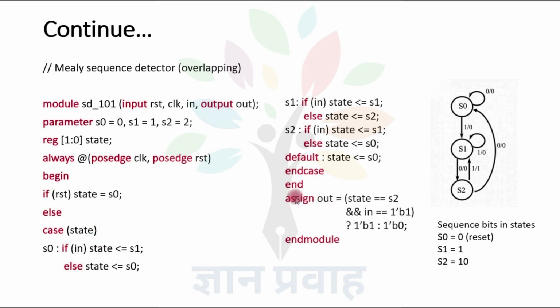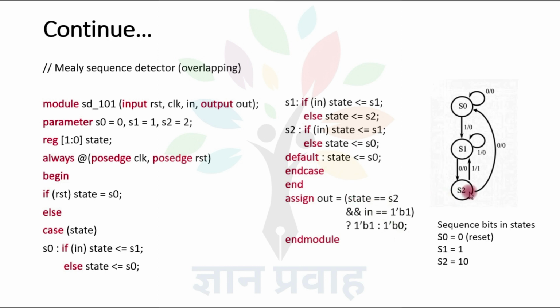Here the output is written as assign out = (state == S2) && (in == 1'b1). S2 is representing state 10. So when we receive the next input bit 1, the sequence will be completed and the output will be 1. Otherwise, the output will be at logic 0. Here we are using the conditional operator: if this condition is true, then the output will be 1, otherwise the output will be at logic 0.